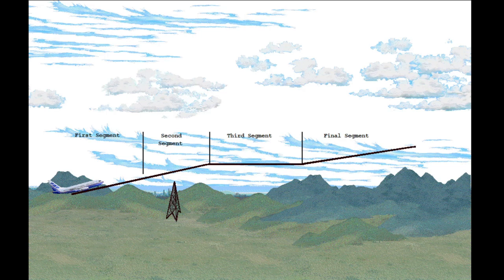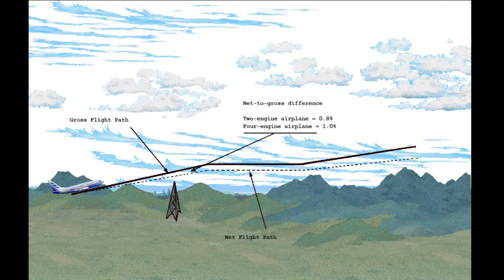To begin, let's define the terms gross flight path and net flight path. The gross flight path represents the actual engine-out performance capability of the airplane. There is a net-to-gross difference of 0.8% for a 2-engine airplane and 1% for a 4-engine airplane. The net flight path must clear all obstacles by at least 35 feet.